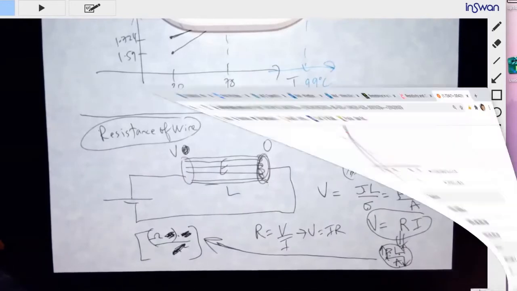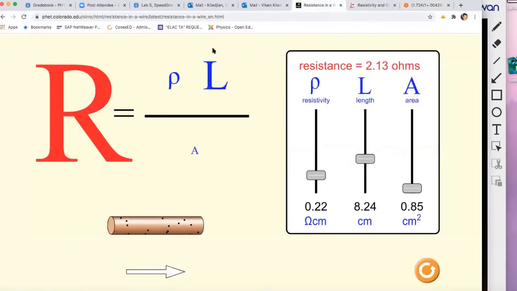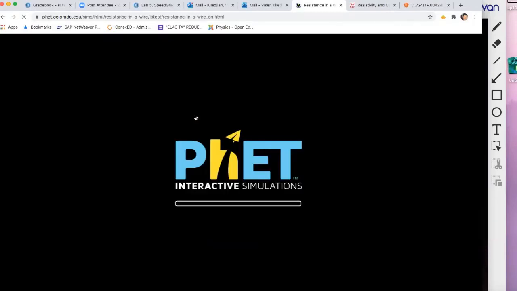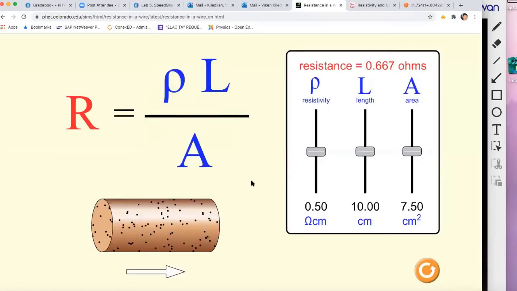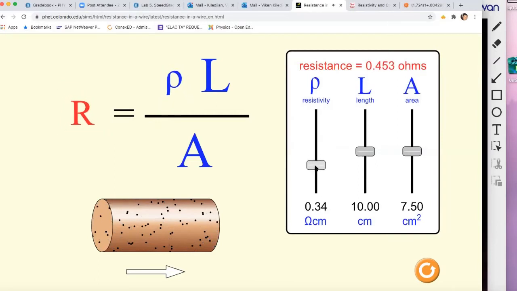So we can go to this app. I already have it set up from PhET Colorado. They have this resistance in the wire. It's just a simple simulation. So you see, if I increase the resistivity, the resistance is going up, right? Then if I decrease the resistivity, resistance goes down.